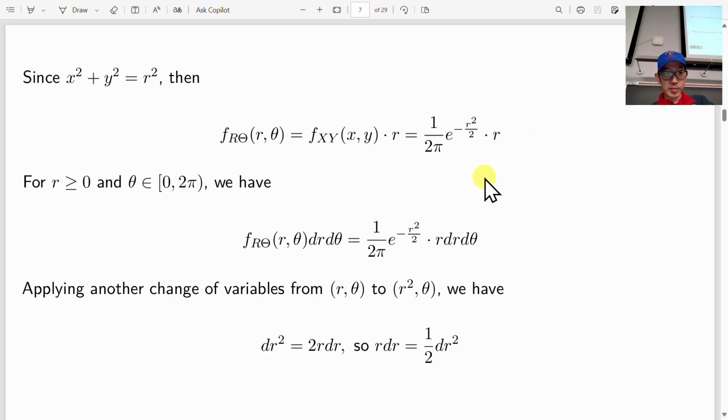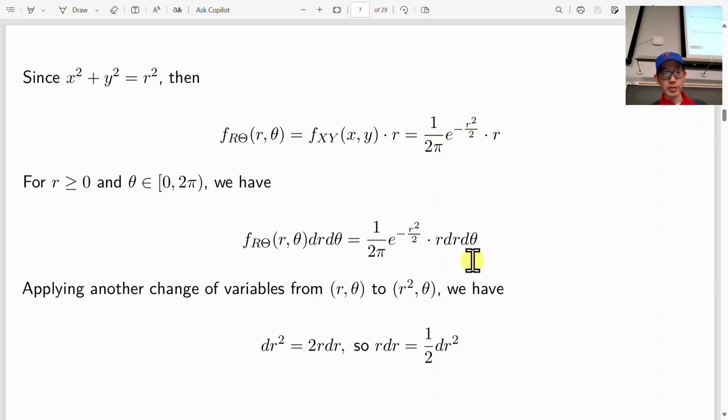For r greater than or equal to 0, we're assuming our value r can't be negative, and our angle theta is between 0 and 2 pi. We're going to have this. And f of r theta dr d theta is going to be just this exact thing, dr d theta.